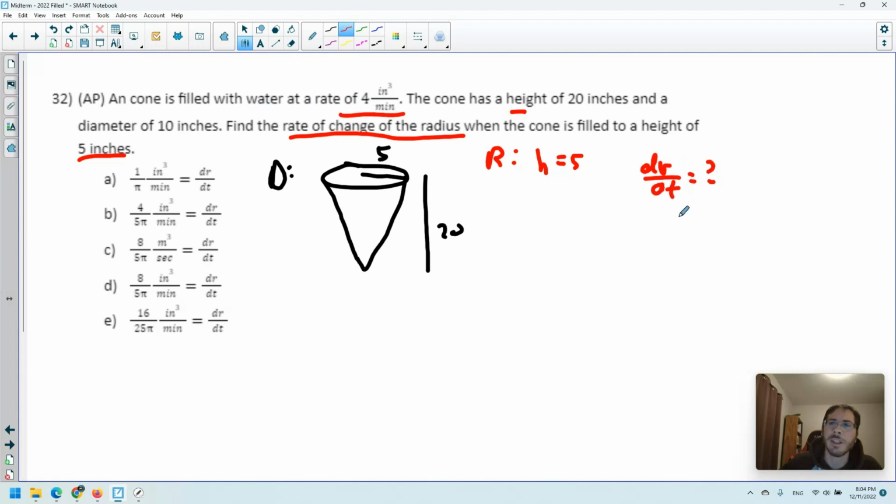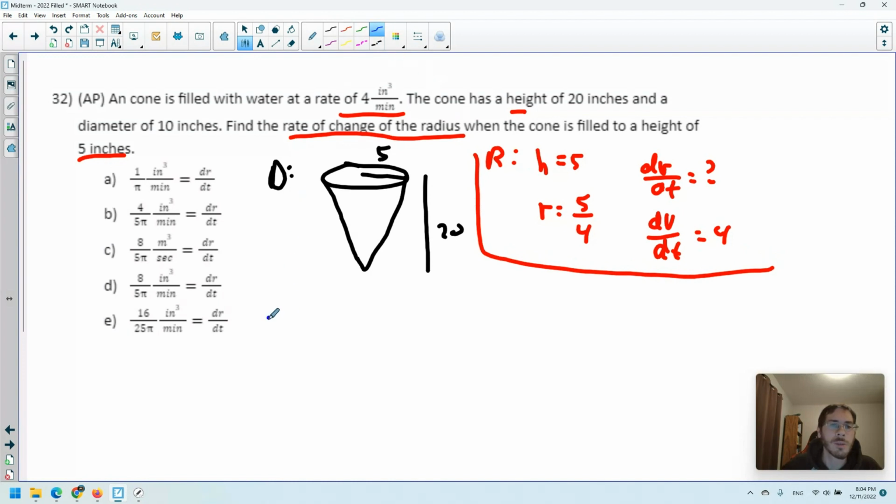We also know how we're filling it, so dv/dt is going to be 4. Since we're dealing with r and v, we actually don't really want this h. We want to find out what the radius would be. If we look, we are in proportions of 4 to 1 for the height, so the radius is going to be the height divided by 4. So our radius is actually going to be 5 over 4. We'll lock that all in.